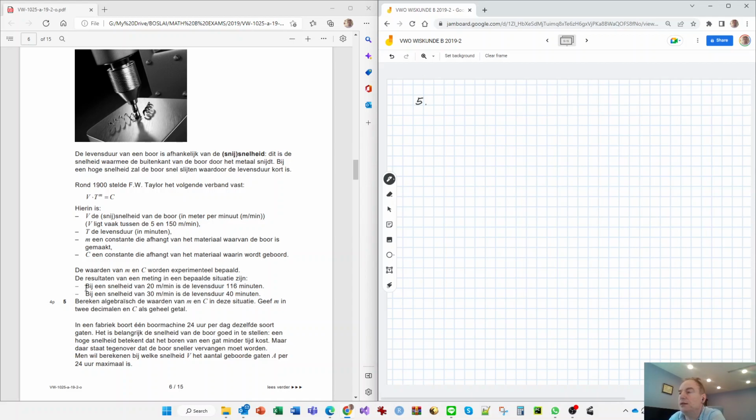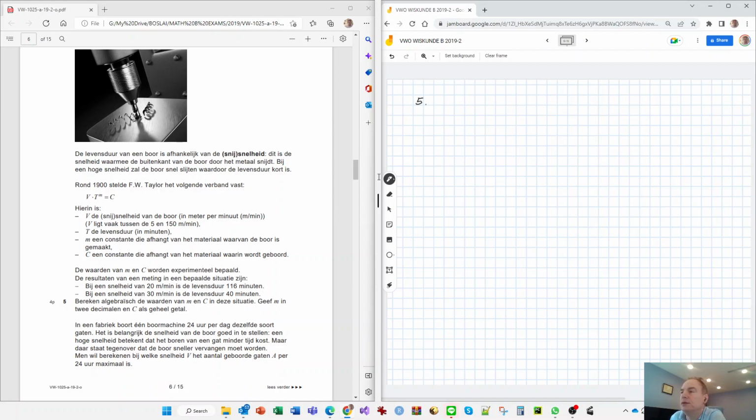And they say M and C can be determined experimentally, and they give two kinds of values. What they're asking for is algebraically to get the values of M and C for this situation. But M has to be in 2 decimals and C as a whole number. Okay, why not?